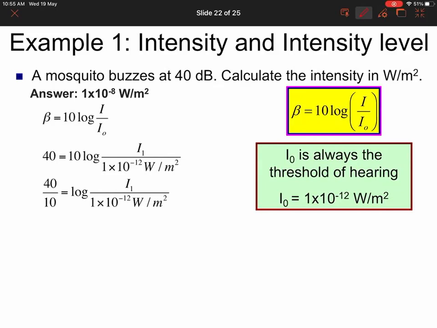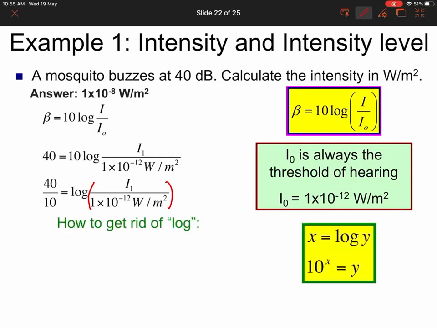Okay, so once you have gotten rid of the 10, log is just by itself. So this whole thing is in brackets, so you cannot really separate the log from I divided by 1 times 10 to the minus 12. But yesterday we learned how to get rid of the log.